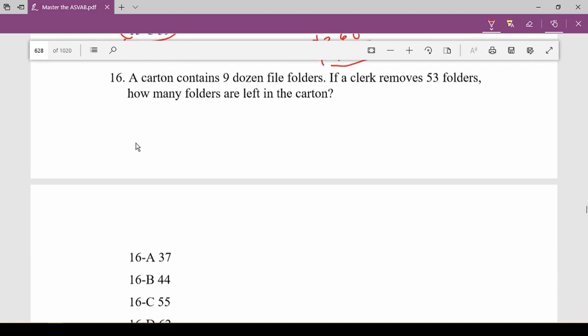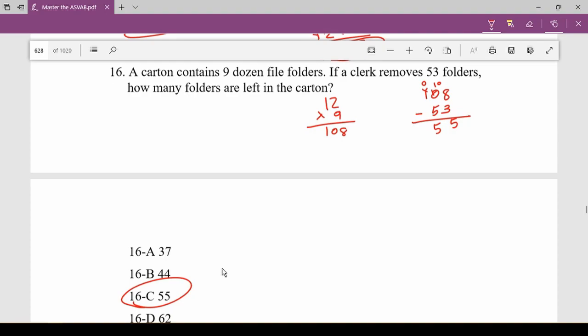All right, number 16. A carton contains 9 dozen file folders. If a clerk removes 53 folders, how many folders are left in the carton? So 9 dozen, 12 times 9. We saw that was 108 in the previous problem. I'm not going to work that out. They take away 53 from 108. 8 minus 3 is 5. And you can do this, you can make this 0 and borrow the 1 to make that 10 to make this 5, or you can regard this as 10 minus 5, which is 5. So we know there are 55 files left in the carton.